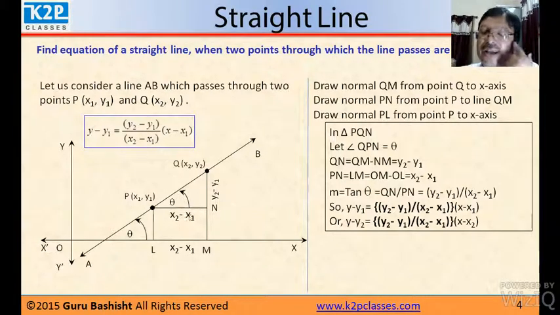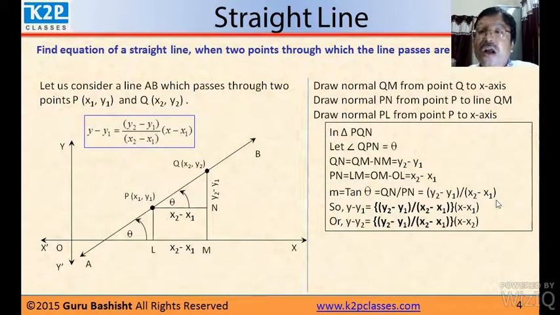In this triangle, tan theta equals perpendicular by base, y2 minus y1 by x2 minus x1. So y minus y1 equals m into x minus x1. This is the equation of the straight line where m is known. So m is y2 minus y1 by x2 minus x1.